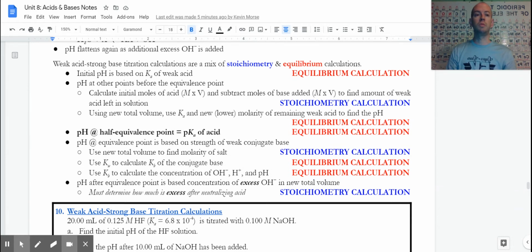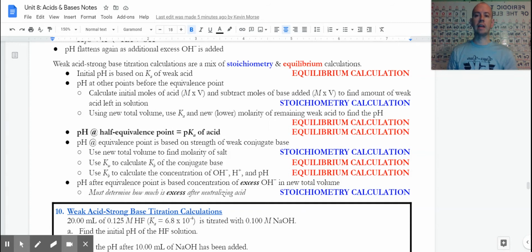A lot of times we want to define all things weak acid and weak base as equilibrium, but we need to remember that the reaction of a strong acid with a weak base, a strong acid with a strong base, a weak acid with a strong base, or any combination of strong and weak is a one-way reaction as hydrogen reacts with hydroxide to make water.